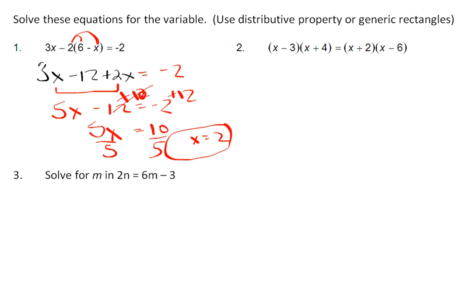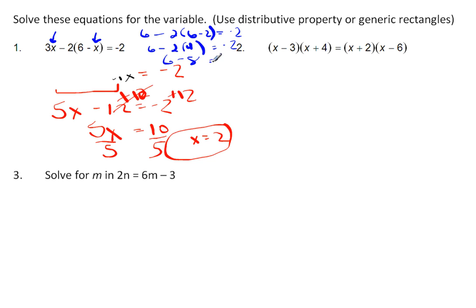Not a bad idea to check your answer on a problem like this. It's pretty easy to check. If I take my 2 and plug it in here and there, it should check out. So 3 times 2 is 6, minus 2 times 6 minus 2. Hopefully that's a negative 2. 6 minus 2 is 4. So 6 minus 8 is negative 2, and negative 2 does equal negative 2, so it checks. We're good on the first problem.